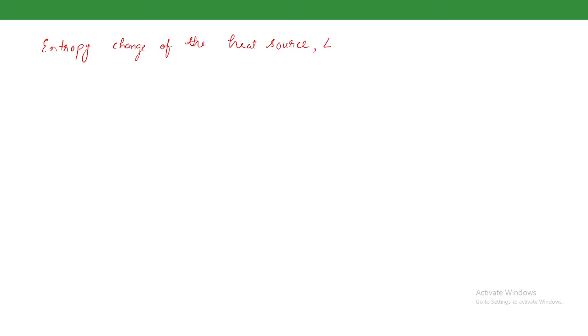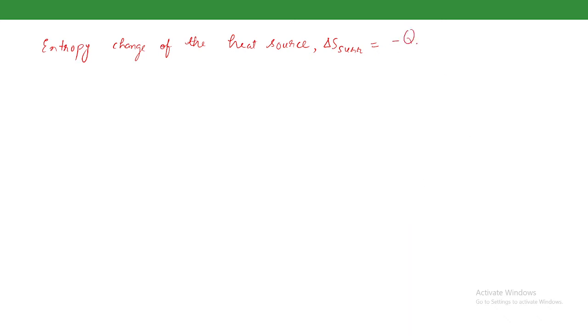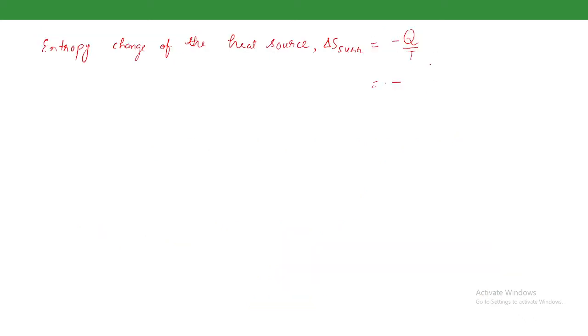That is, we are considering the heat source itself as the surroundings. Since it is losing heat, the change is minus Q by T. Any loss of heat is accompanied by a decrease in entropy. So this is what we have found out, 315 kilojoule.